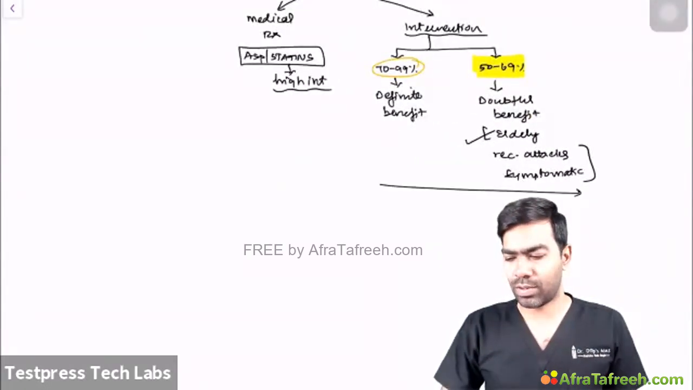And what are the interventions you can do? There are two interventions. One is called a carotid endarterectomy.